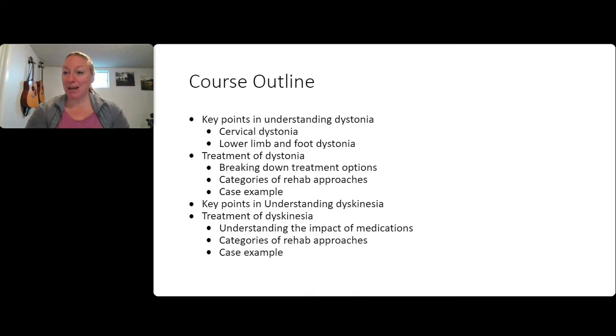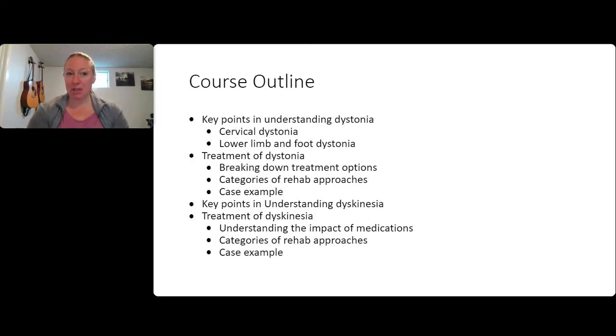And today, ideally, what we'll do is go ahead and start with some key points about dystonia, and really focus on just two main types of dystonia, because there are several. And then we'll try to break it down and look at it through the perspective of a case study, and talk about what worked for this particular patient. We'll do some demo as to what that looks like. And then we'll do the same for dyskinesia.